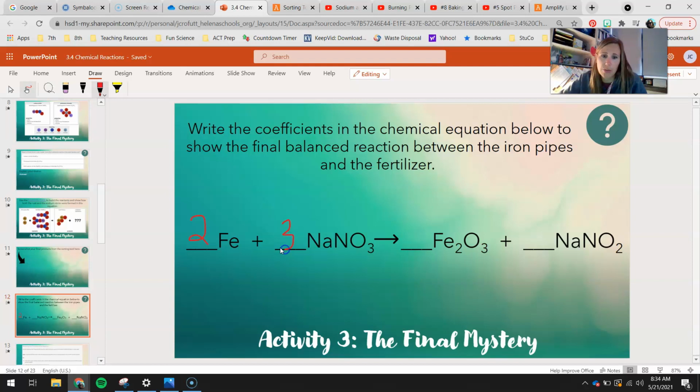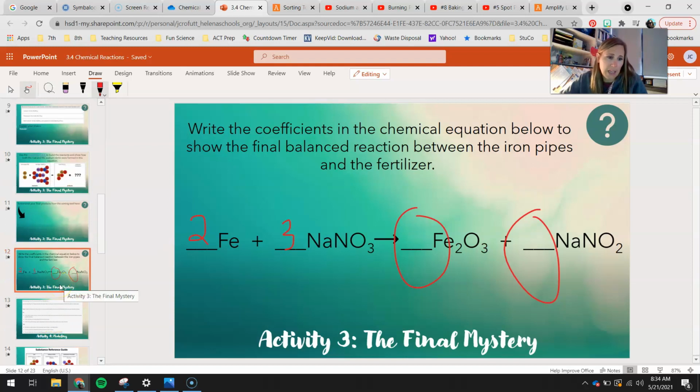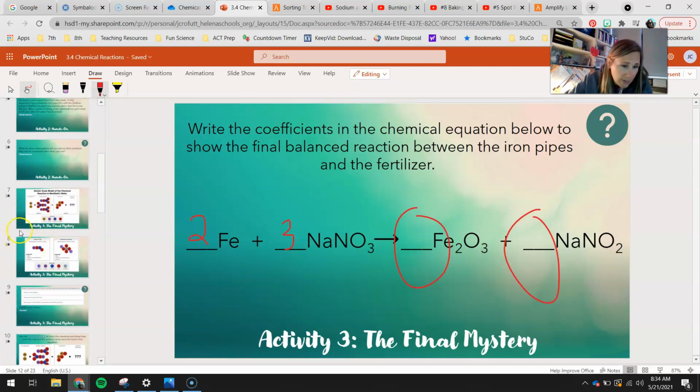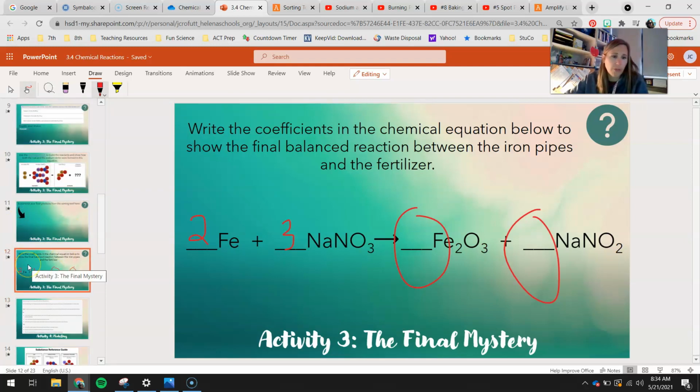We know we used 3 NaNO3s. Okay, so go ahead and finish coefficients for these 2 as well. And then go ahead, pause that right now. Take a minute to finish slides 7 through 12. And then when you come back, we'll work on activity 4 together.